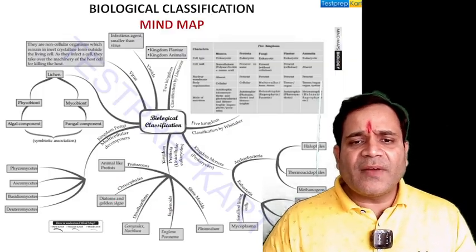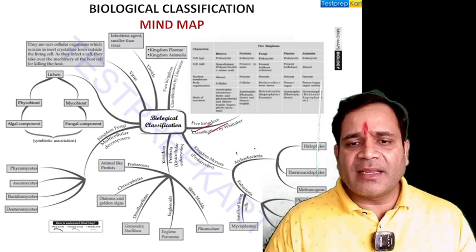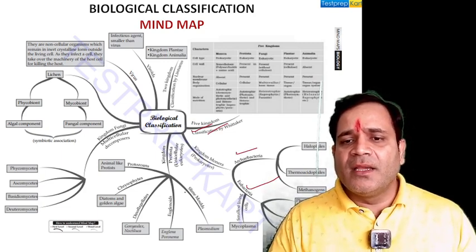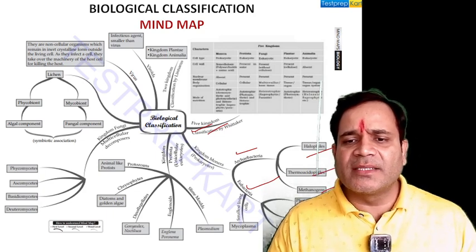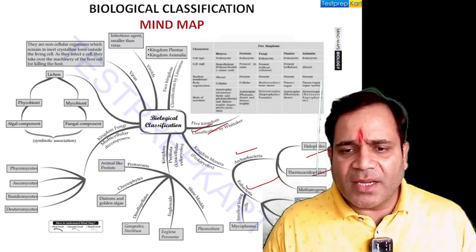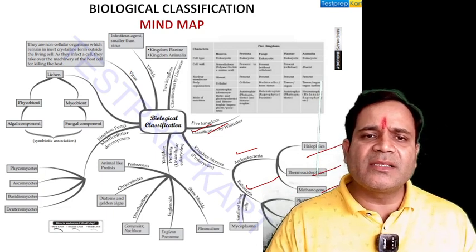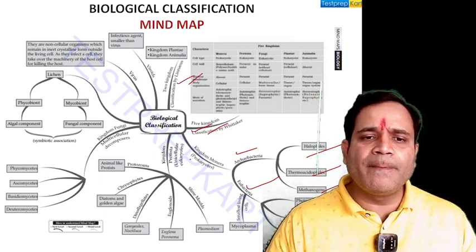See, so here the five kingdom classification is clear. Here archaebacteria and eubacteria are clear. So the halophiles, thermoacidophiles, methanogens, photosynthetic, chemoautotrophic, and heterotrophic bacteria, all of these are clear, my dear. And this one thing is also to be clear.